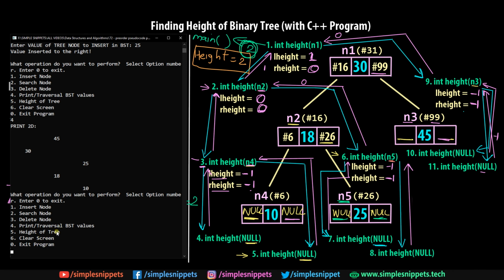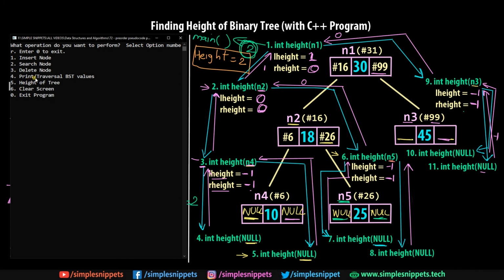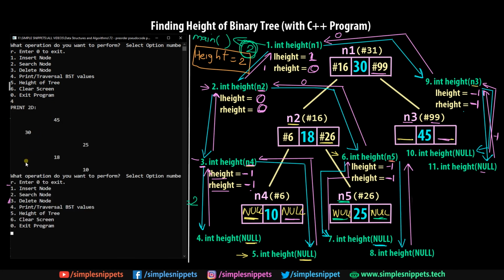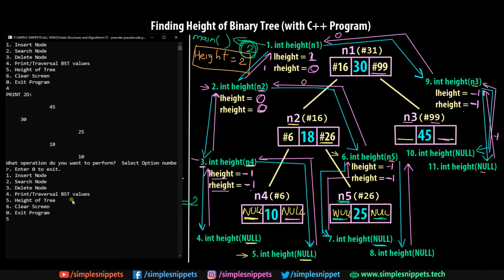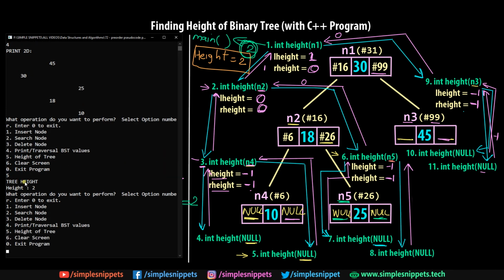Now we want to see the height of the tree. The height of the tree should come as 2. I've cleared the screen. Let's print the entire tree again and let's hit option number 5 for the height of the tree. When I hit option 5, you can see tree height is equal to 2. So this means our code is working perfectly fine.